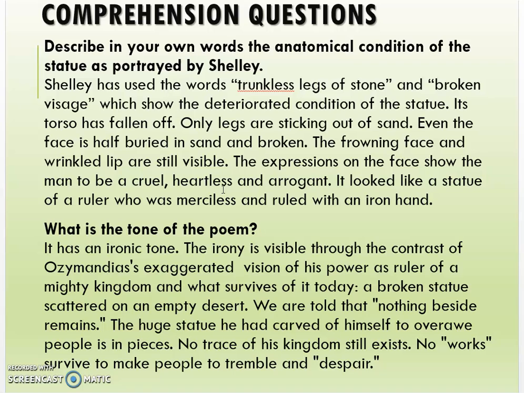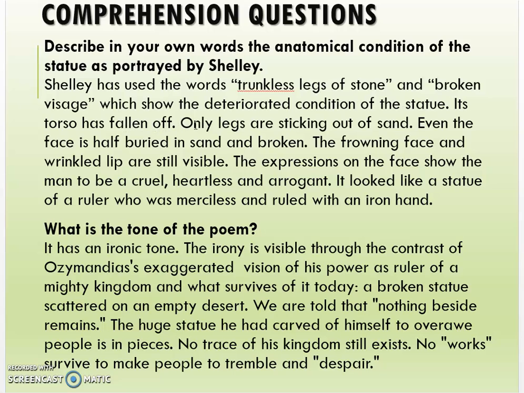Now coming to comprehension questions: describe in your own words the anatomical condition of the statue as portrayed by Shelley. So this is the first 8 lines basically, because the first 8 lines are focusing on the destruction of the statue and how it looks like, as the travelers had seen that in the middle of a desert. Shelley has used the words "trunkless legs of stone" and "broken visage", which shows the disoriented, deteriorated condition of the statue.